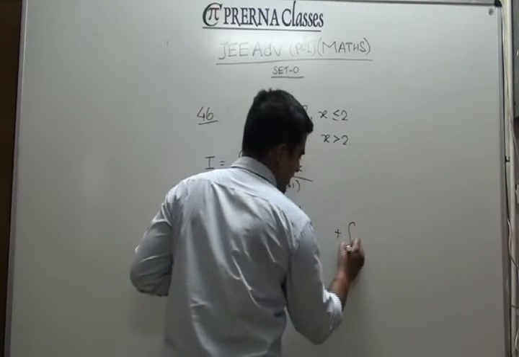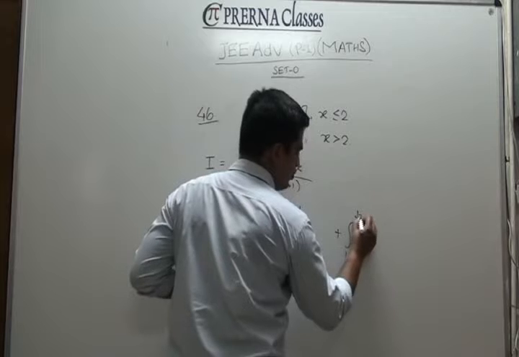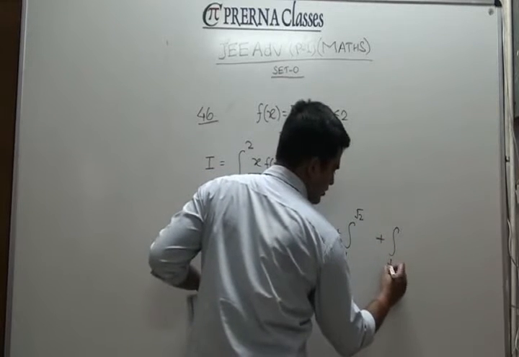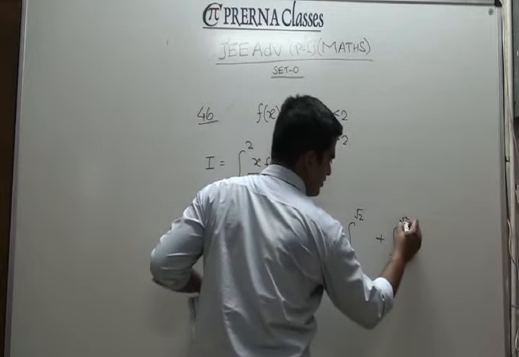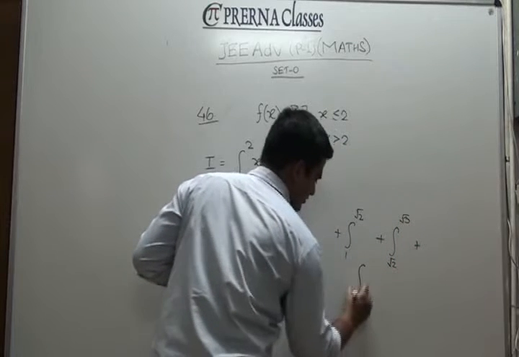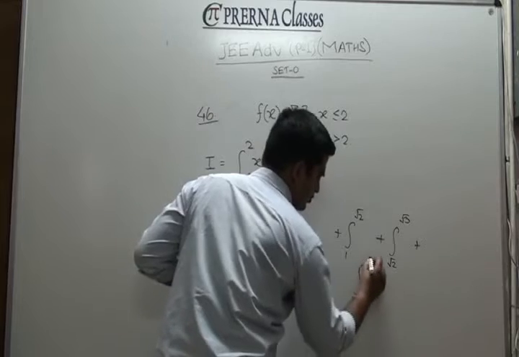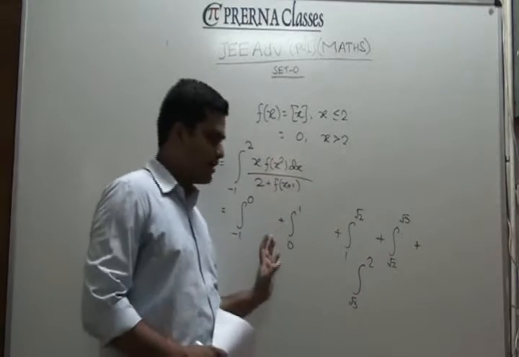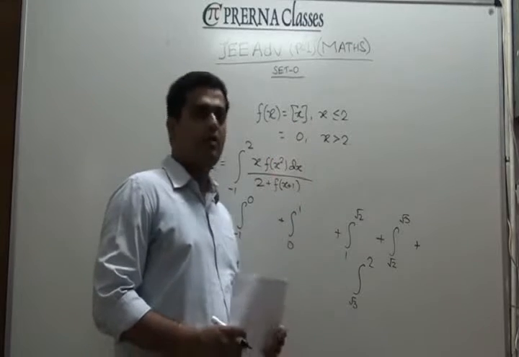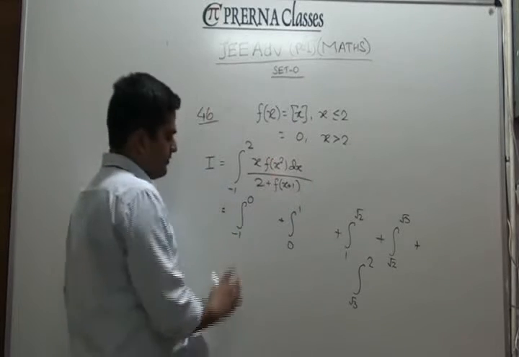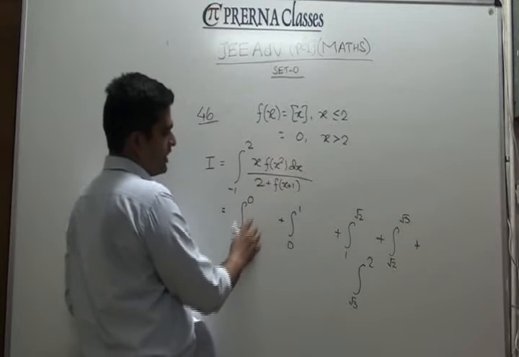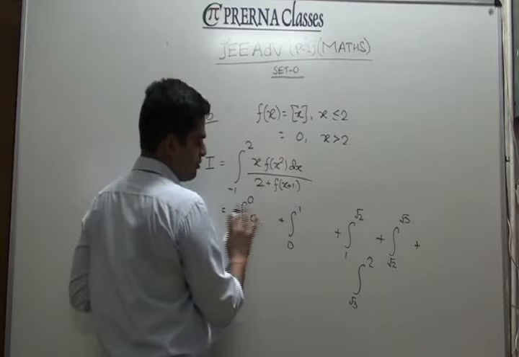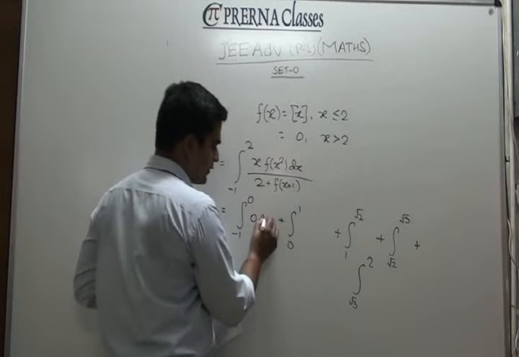In a similar way, the next interval would be 1 to root 2. Then you will have root 2 to root 3, and then at the end, root 3 to 2. These are the intervals in which you have to split this particular integral because of the discontinuity of that box function. If you check in minus 1 to 0, since x squared is ranging in 0 to 1, this value is going to be 0, which makes that whole integral 0.